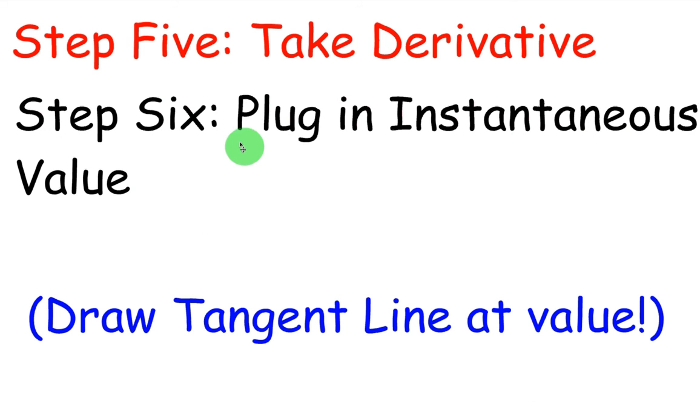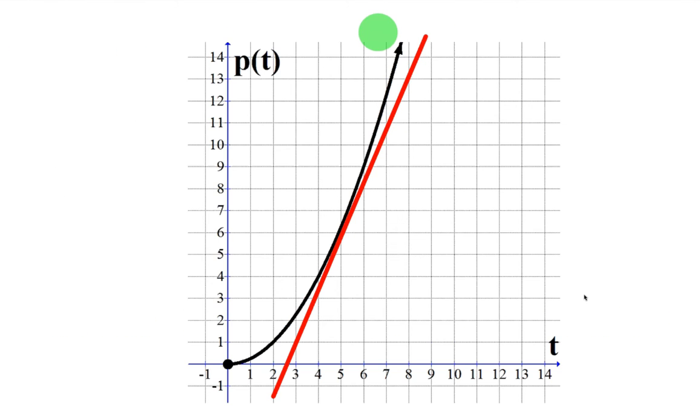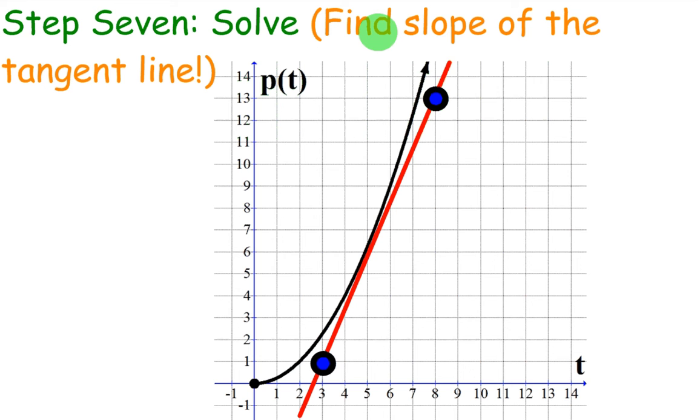So now we're just going to take the derivative. We're basically going to be doing steps 5 and 6, okay? Taking the derivative is like drawing the tangent line. And then step 6, plugging in the instantaneous value, is finding the slope of that line. So I went ahead and already drew my tangent line at 5. Remember, you almost need a ruler to hug that curve right there. And now we just need to find the slope of this line.